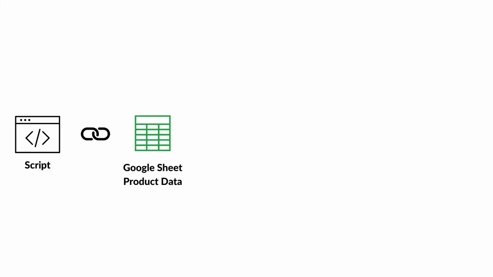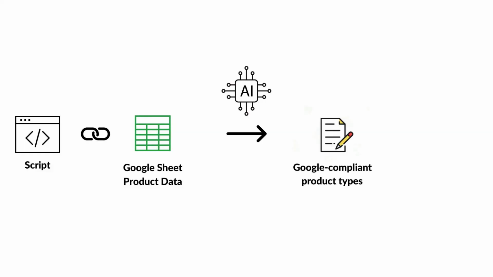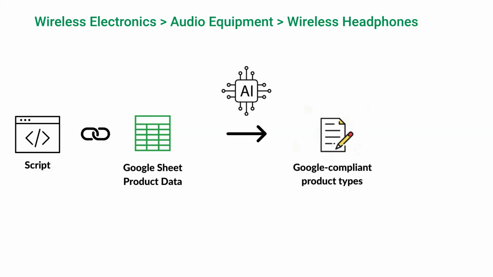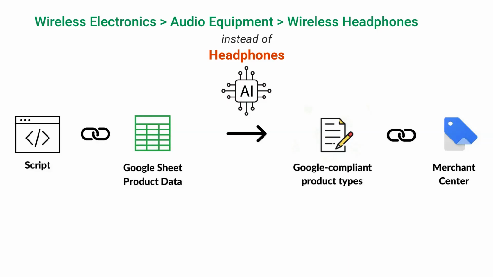What it does: this script connects to your Google Sheet with product data, reads your product titles, and uses OpenAI to generate smarter, Google-compliant product types like wireless electronics, audio equipment, wireless headphones, instead of just headphones. It then saves all the optimized product types into a new sheet, ready to use in your Merchant Center or supplemental feed. Let me show how it works and how to set it up in just a few minutes.